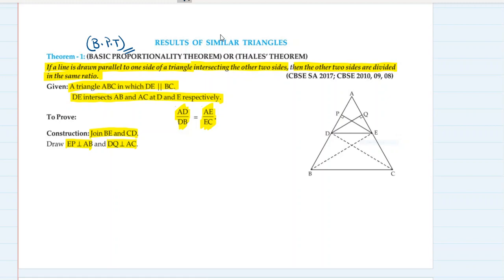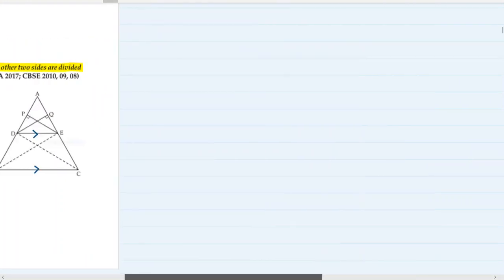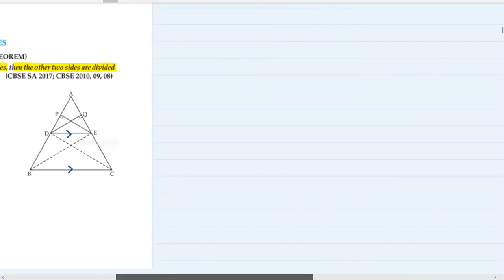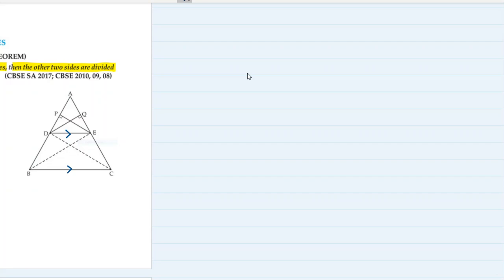Now let me take you towards the proof. Remember what we have to prove. We have been given that DE is parallel to BC. We have to prove that AD upon DB is equal to AE upon EC. We have done the construction. Now let's see how the proof will be. So I will keep the triangle over here so that we can all see it. Now let's start with the proof.